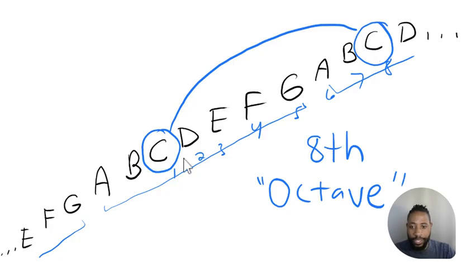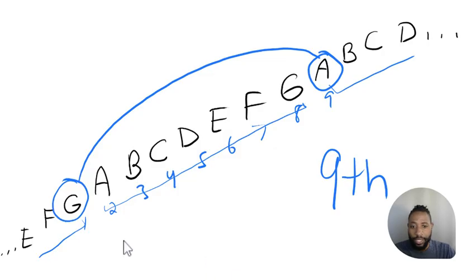So this is the example she had asked about. If you go from a C up to a C, that is an octave, an eighth. And you can go beyond that. So for example, you can do a ninth. This is a ninth starting on a G. 1, 2, 3, 4, 5, 6, 7, 8, 9. So from G all the way up to this A would be a ninth.